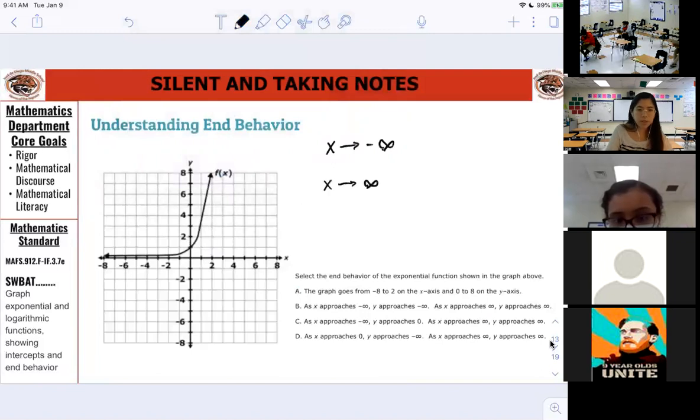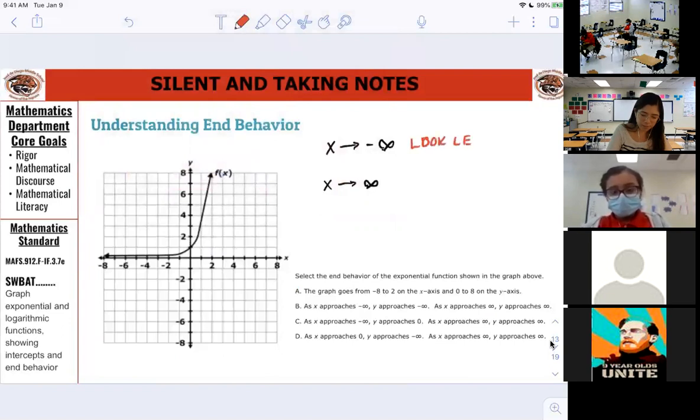Let's remind ourselves what these two symbols mean. When I tell you that x is approaching negative infinity, I'm saying look on the x-axis. On which side of the x-axis does x approach negative infinity? Left. So this is saying look at the left side. When I say x approaches positive infinity, this is telling me to look where? Right.